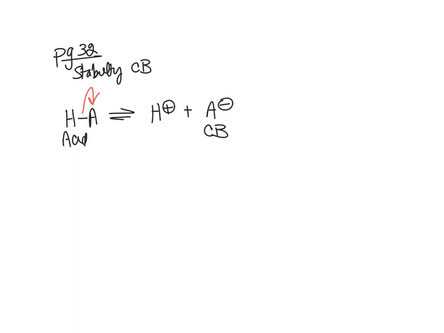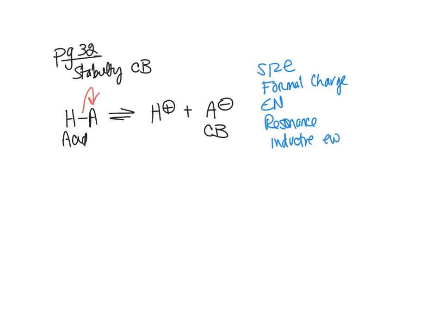Okay, so the following factors are size, formal charge, electronegativity, resonance, inductive electron withdrawing groups. Okay, so these are 1, 2, 3, 4, 5.